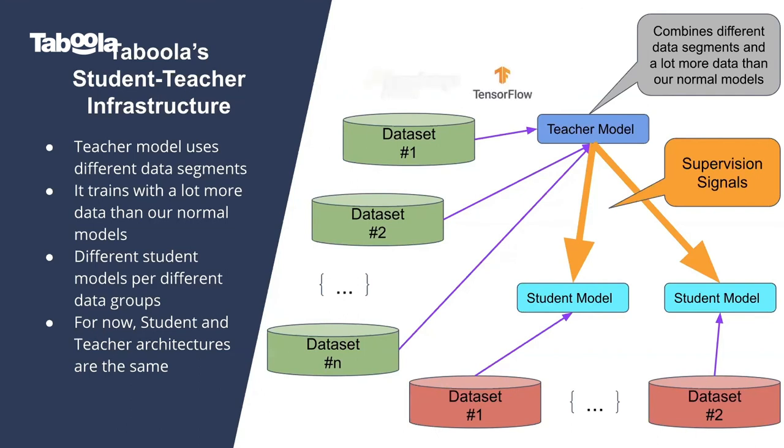So again, we have here a very big infrastructure with Airflow, which schedules everything, and a lot of Kubernetes containers. But this is the main idea, that we gather a lot of knowledge in a specific model, and this transfers the knowledge to separate student models.